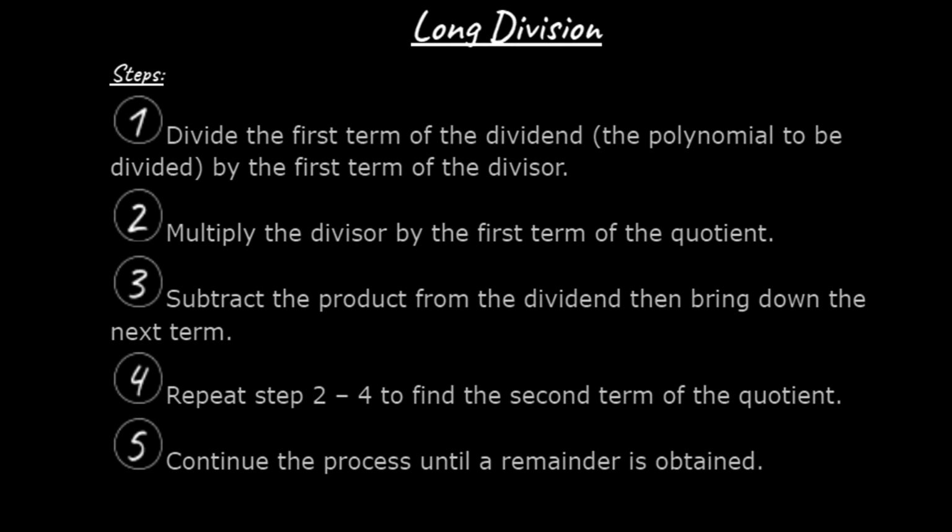Long division. Now I'm going to read these steps off to you. Obviously, they're not going to make much sense as I'm reading them. They'll make more sense as we're applying it. But let me just read them off first. Step 1 for long division is to divide the first term of the dividend, which is the thing you're dividing, the thing inside your division house, by the first term of the divisor. The divisor is the thing you're dividing by.